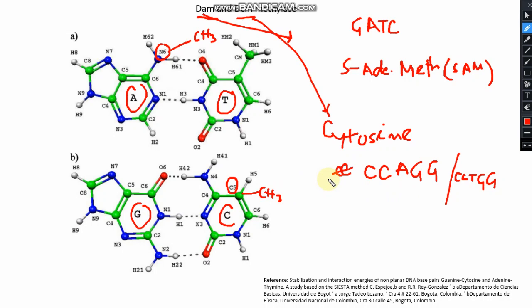So this is about the Dam and Dcm methylase, and these are very important in bacteria. They synthesize this kind of methylase enzyme to protect their own DNA from the cleavage of the restriction enzymes. So this is about all these methylase enzymes.